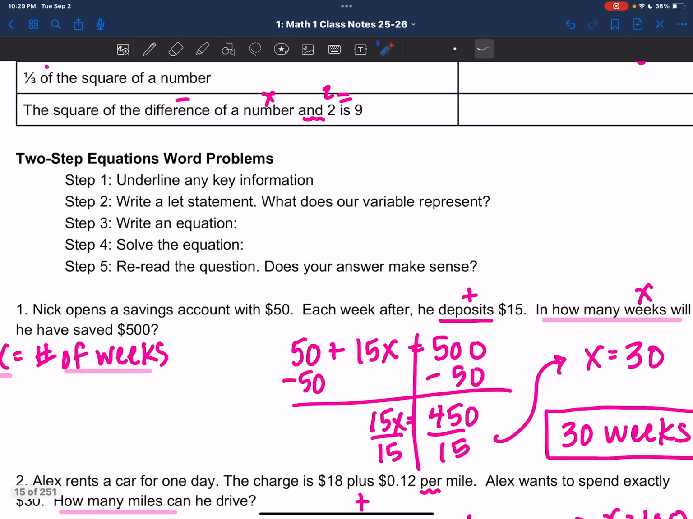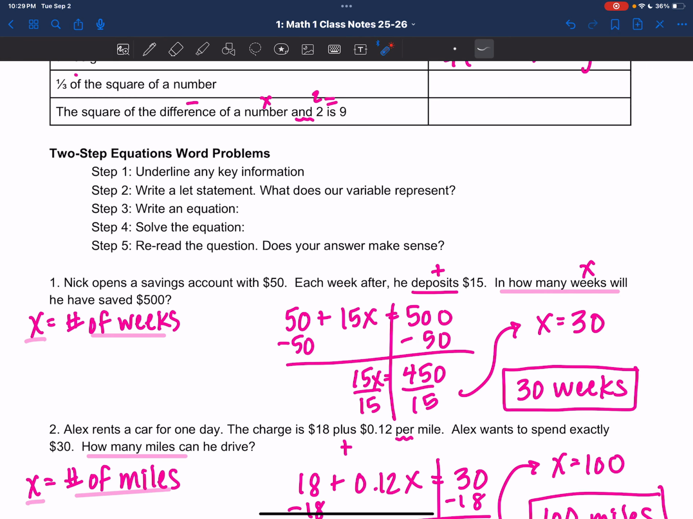Okay, let's look at word problems. When we have word problems, there's some steps that you need to take. First, I like to underline or highlight any key information. I write a let statement. That's basically what does your variable represent. So here is your let statement. So let x equal. Then write an equation, solve it, and then it's very important that you always go back and reread the question. Does your answer make sense? So very important, okay? So always check to make sure you're answering the question being asked.